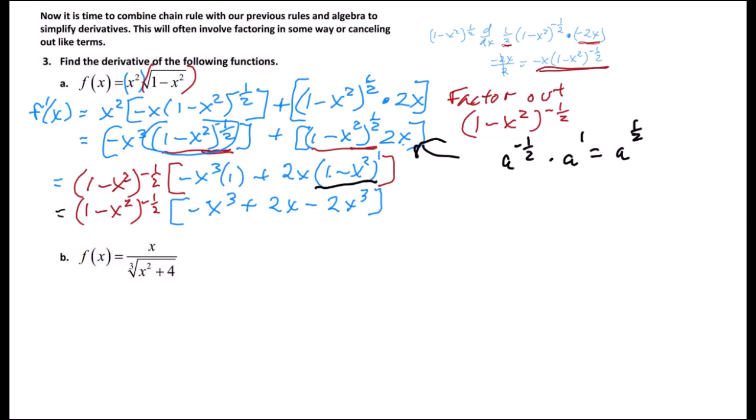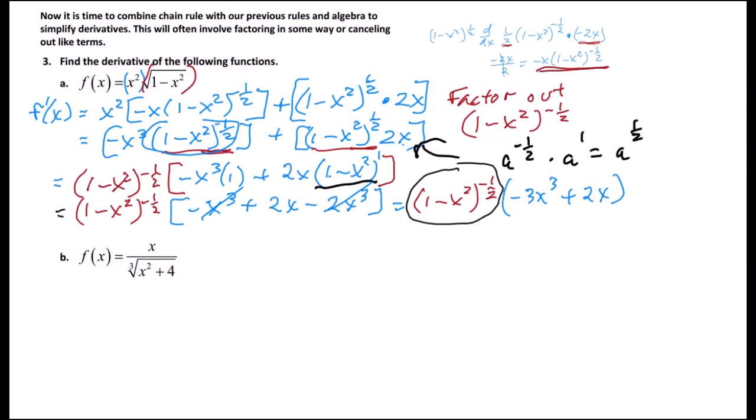If I combine terms here, I've got 1 minus x squared, still in red, just to let you know where it came from, times negative x cubed, negative 2x cubed is negative 3x cubed. Those cancel. Plus 2x. We're almost there, y'all. Now then, look at this.